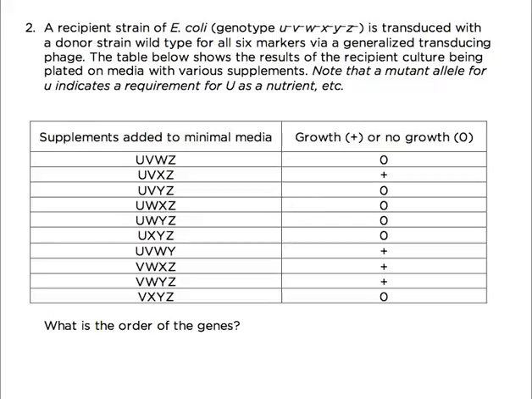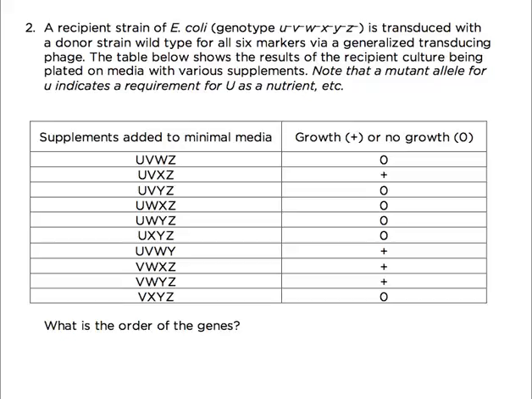Problem 2. A recipient strain of E. coli with the genotype mutant for U, V, W, X, Y, and Z is transduced with a donor strain wild type for all 6 markers via a generalized transducing phage. The table below shows the results of the recipient culture being plated on media with various supplements. Note that a mutant allele for U indicates a requirement for U as a nutrient, etc. And it's asking us what is the order of the genes.